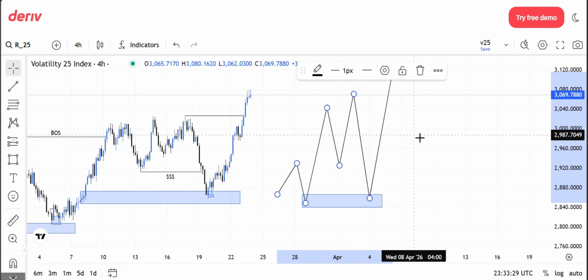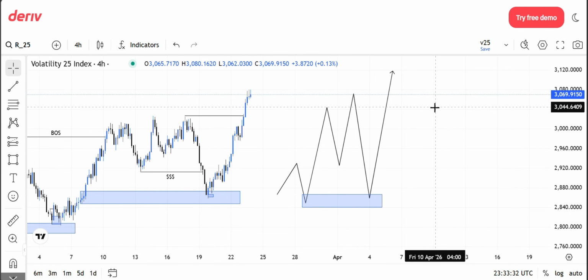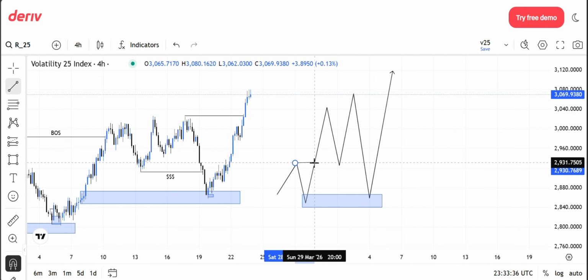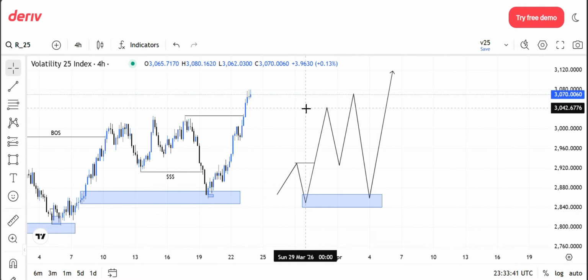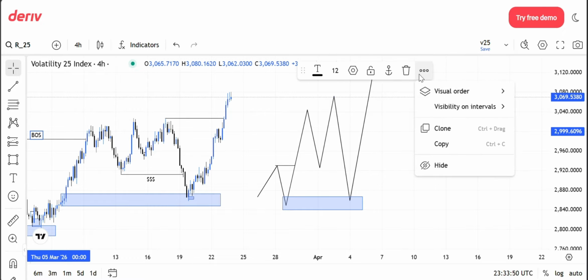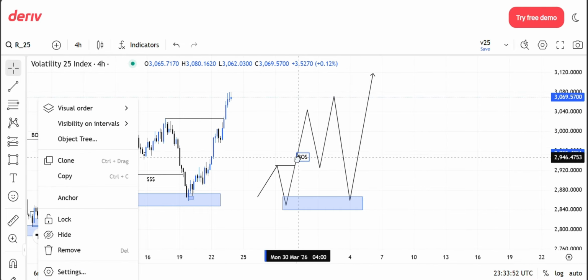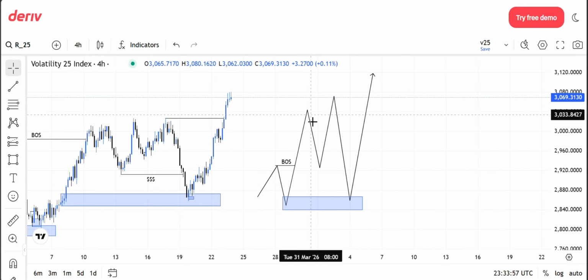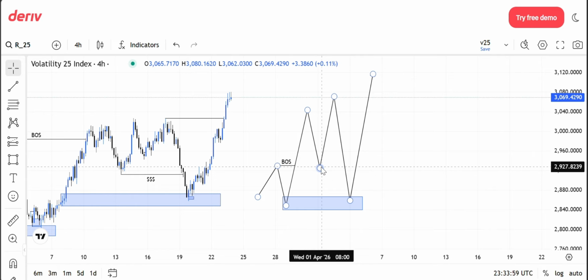All right, so look at how it is. This is a model for the bullish market. So we have a break of structure to the upside. Let's call this break of structure. Clone this. So we have a break of structure to the upside. After the break of structure, we have this inducement.